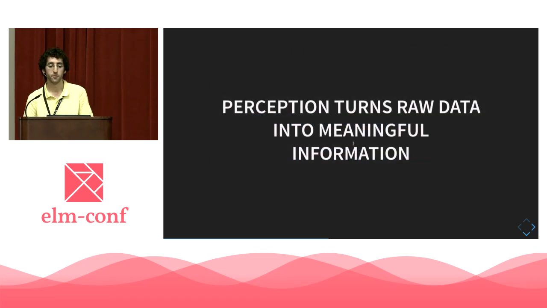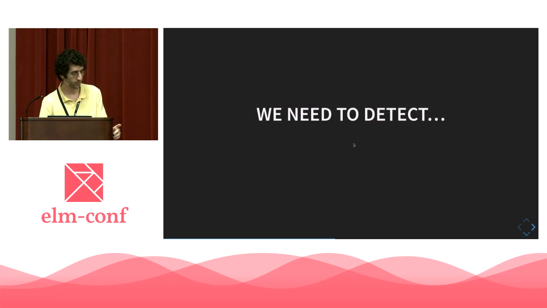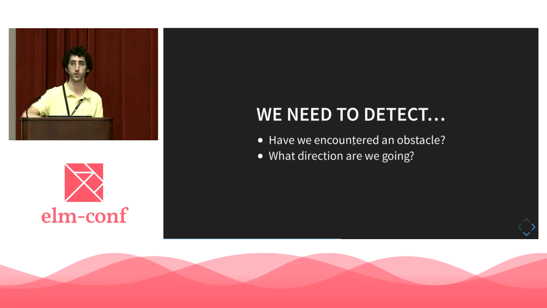So we'll take these one at a time. Perception is all about turning raw data into meaningful information. Your sensors basically give you numeric data, and we want to turn that into something more tangible and meaningful. There are two things that it's going to need to detect. One is, have we encountered an obstacle? And the other is, what direction are we going around the track?